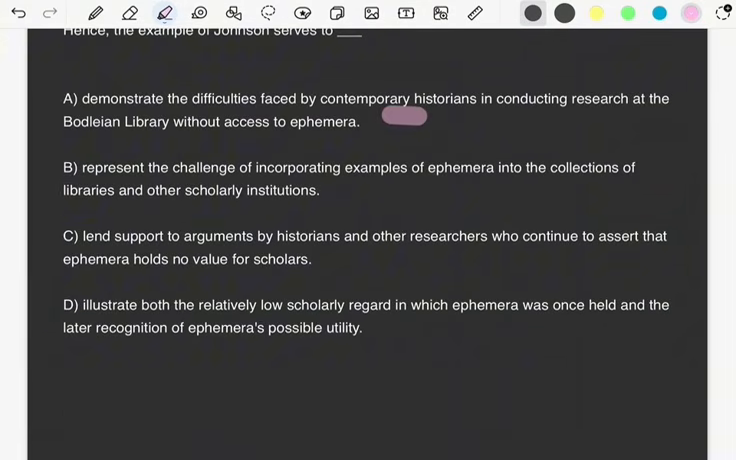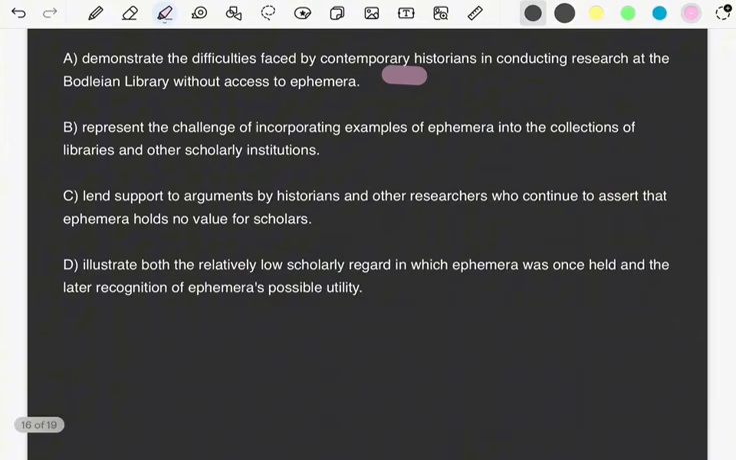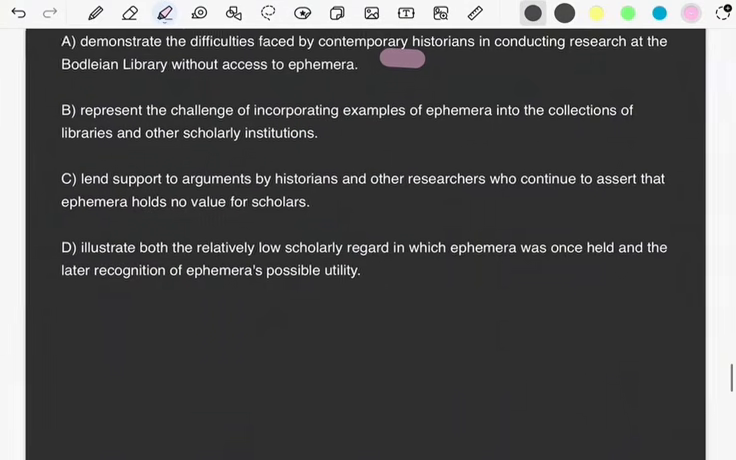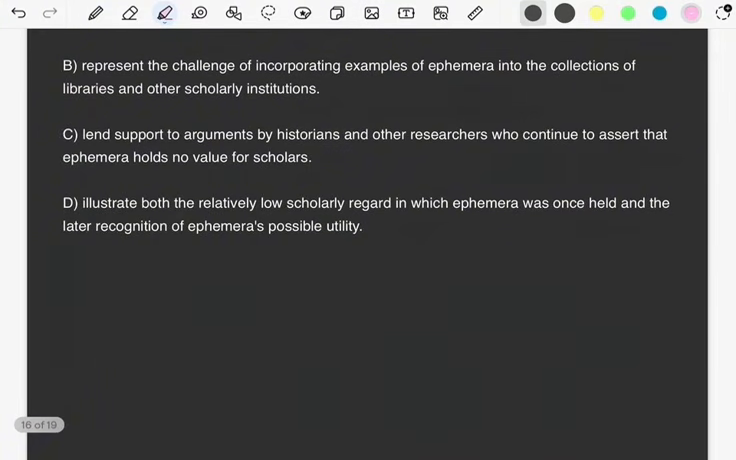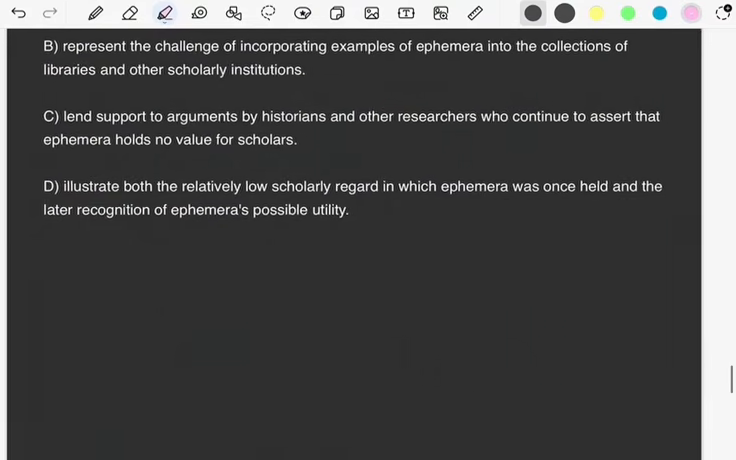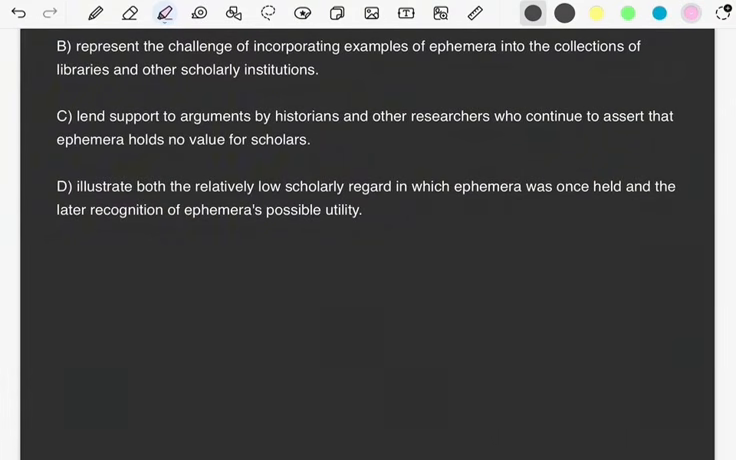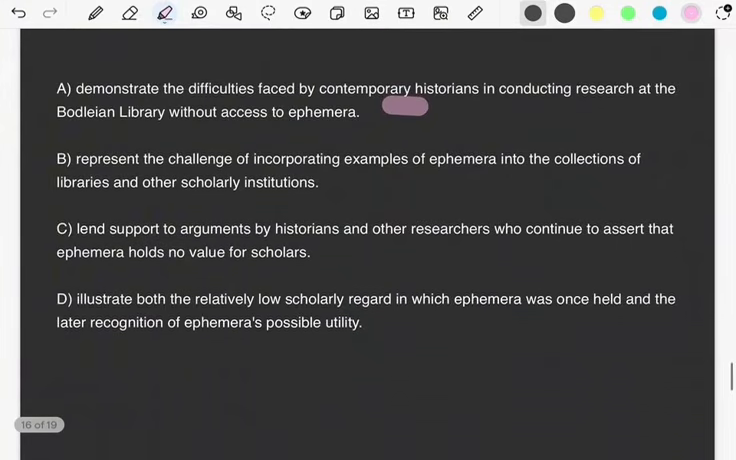Option A is demonstrate the difficulties faced by contemporary historians in conducting research at the library without access to ephemera. Next one is represent the challenge of incorporating examples of ephemera into collections of libraries and other scholarly institutions. Option C is lend support to arguments by historians and other researchers who continue to assert that ephemera holds no value for scholars. And option D is illustrate both the relatively low scholarly regard in which ephemera was once held and the later recognition of ephemera's possible utility.